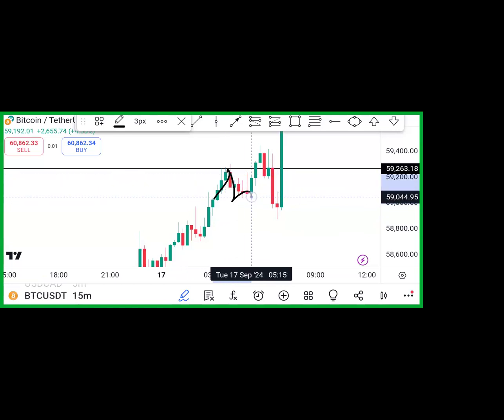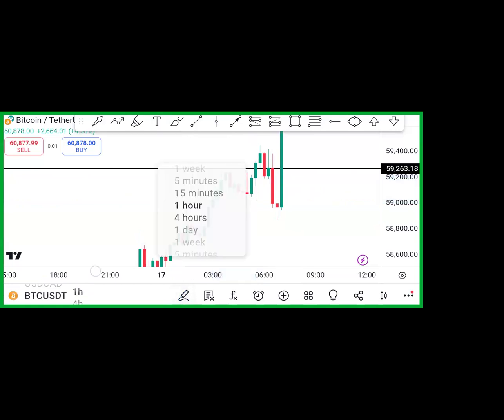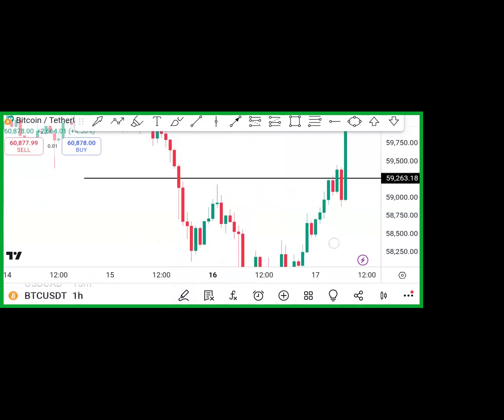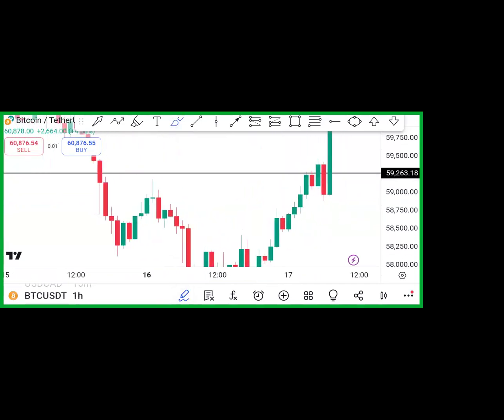And now, how do you take the trade? You wait for the next candle to form. Since we've marked out the high, let's wait for the next candle to form. This candle has just tapped into the resistance level, then it went down. Then the next candle formed after the candle.